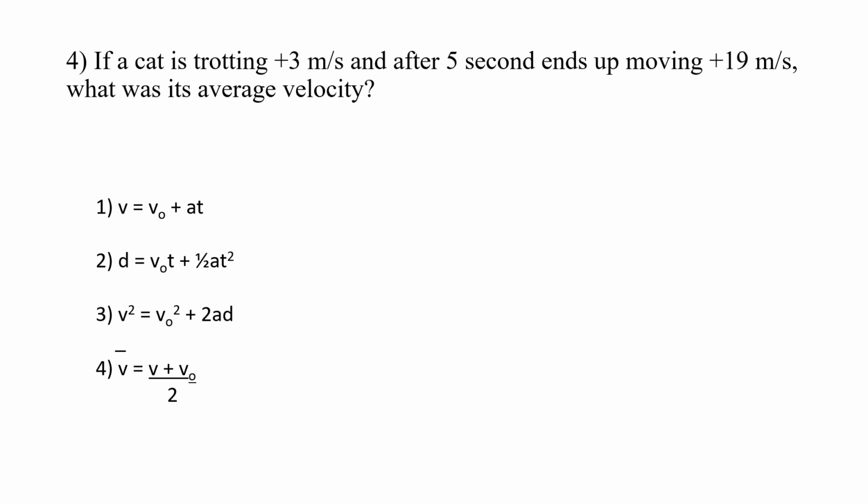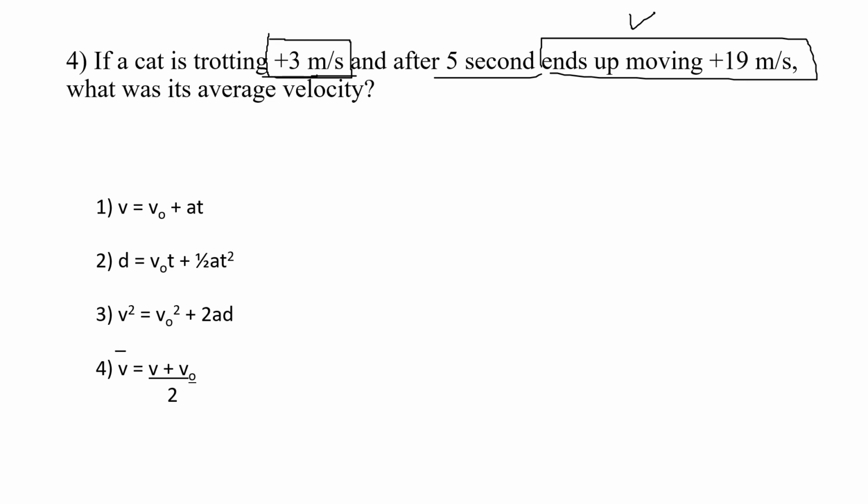If a cat is trotting plus 3 meters per second, all right, not really sure which one that is yet. It's a velocity, I do know that. After 5 seconds, ends up moving. Well, ends up moving is going to be the v. Ends up is clearly the v, which means that this plus 3, by process of elimination, would have to be v naught. Another thing is the word after here kind of indicates that as well. And it says, what was its average velocity?